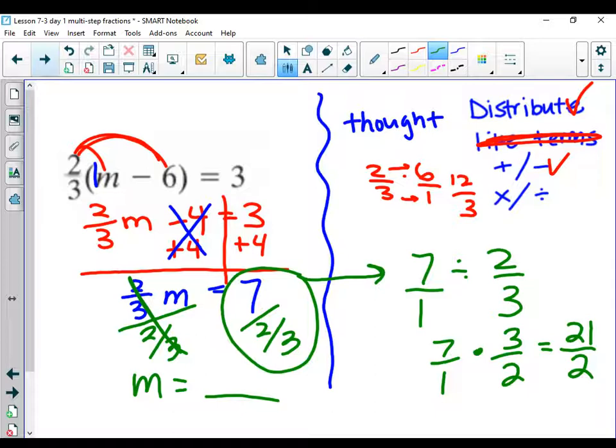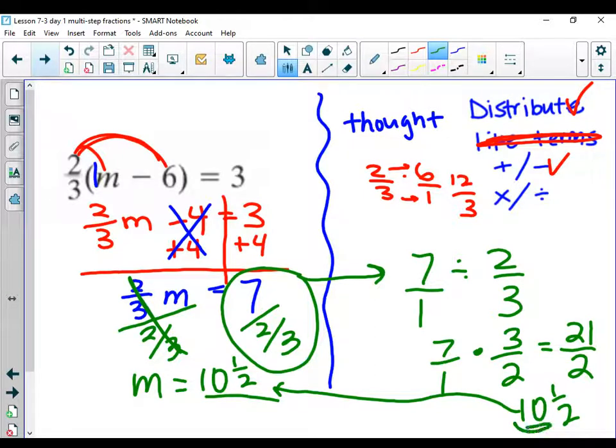Maddie: The mixed number would be 10.5. Sure would be. If you have a decimal, that would be 10.5. How would it be 10.5? Thanks for asking. 2 fits into 21 10 times, which is 20. So we're 1 out of 2 away.